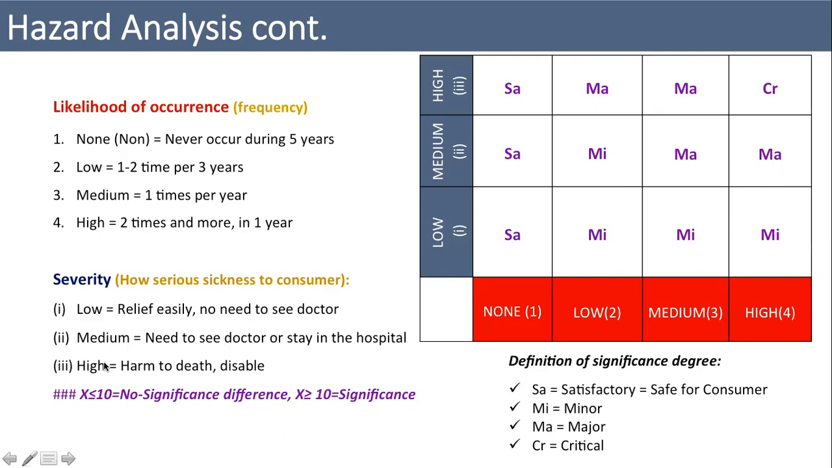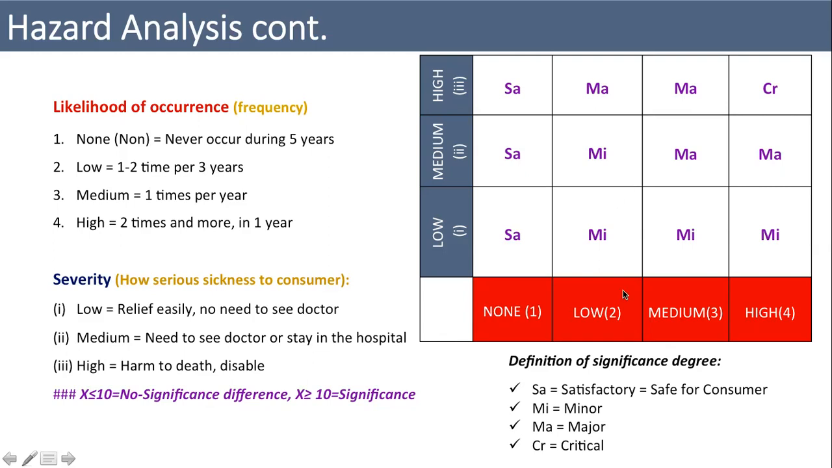Then if it is a high severity one, it will cause death or disability, right? You can see 1 to 3 here, and we have determined the limit. If it is equal to or higher than 10, we call it critical. Then you multiply 1 by 1, the value is 1, and 3 by 4 is 12. 12 means it has exceeded 10. It means there is a critical issue.